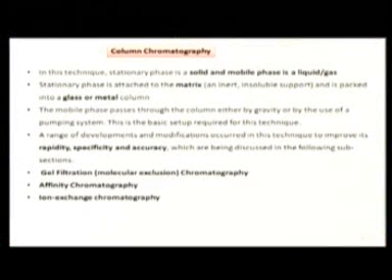The other variant of chromatography is column chromatography. In column chromatography, the stationary phase is a solid and the mobile phase is either a liquid or a gas. In this case, we are going to use long columns made up of either glass or metal, and these columns are coated with solid substances. The advantage of column chromatography over paper and TLC is rapidity as well as specificity.